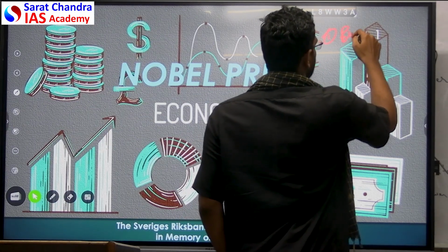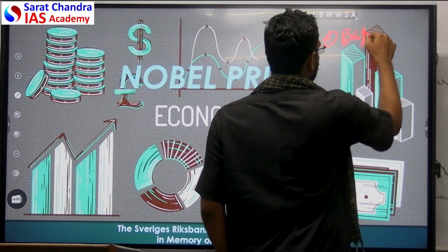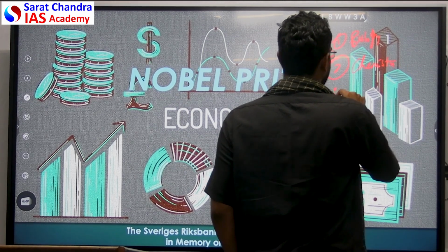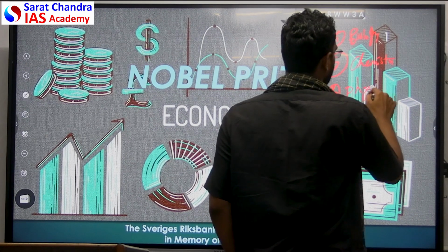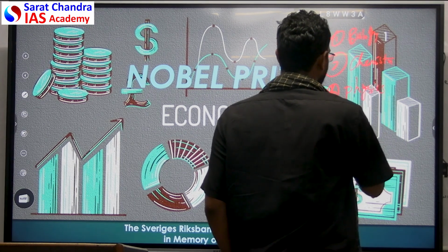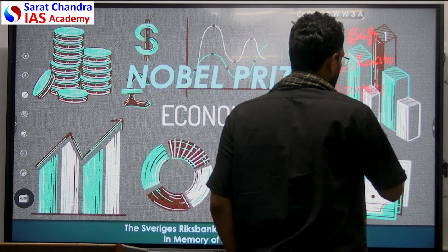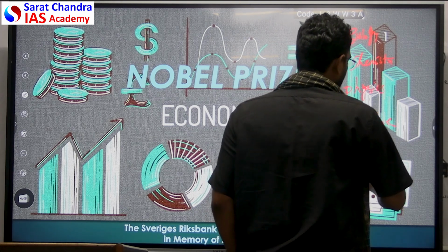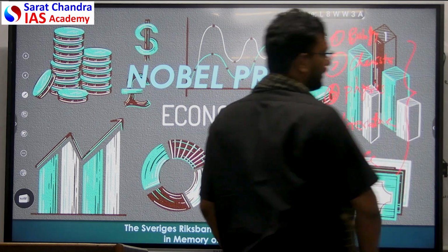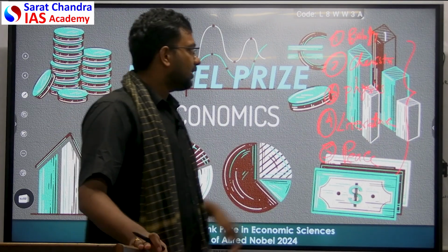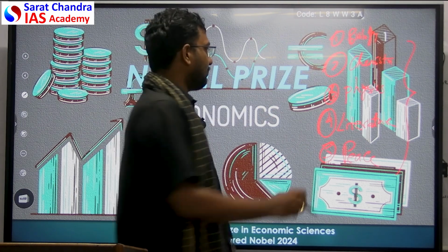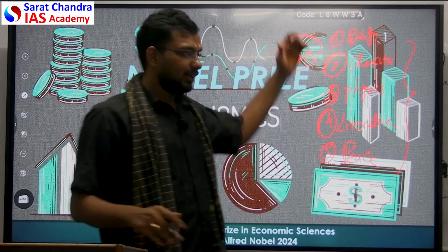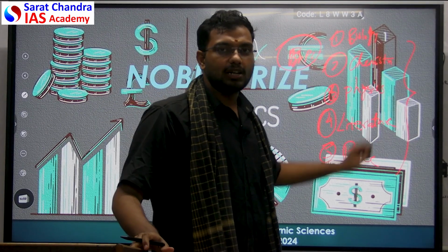One is biology, second one is chemistry, physics, literature, and peace. So these are the original criteria that has been set by Alfred Nobel. So remember, you can remember it as MPC, BPC, that what we do in inter, and then literature and peace. So these are the original 5 categories.